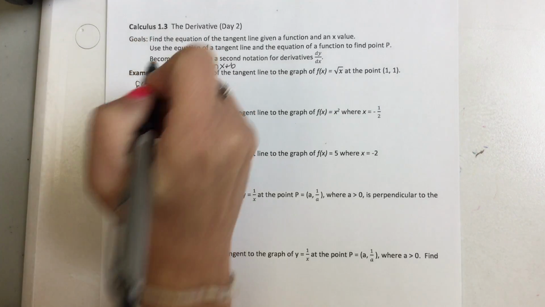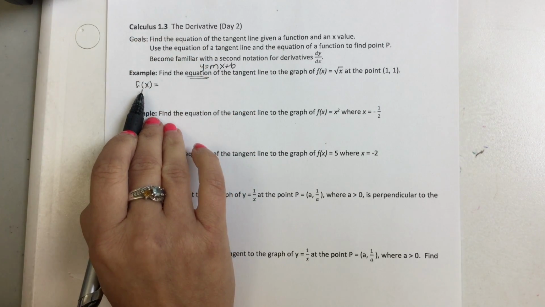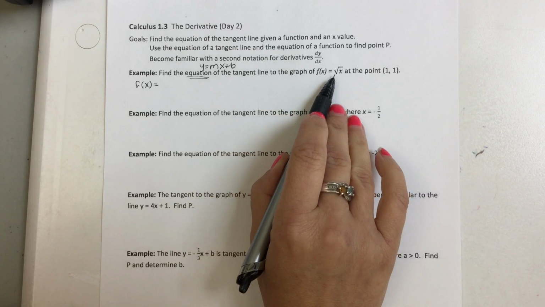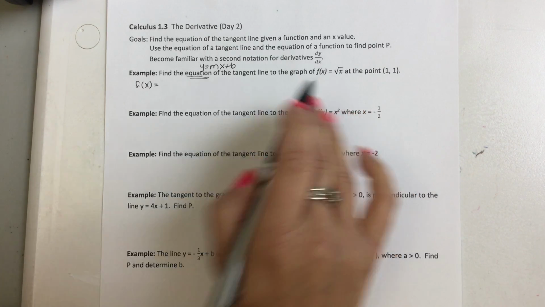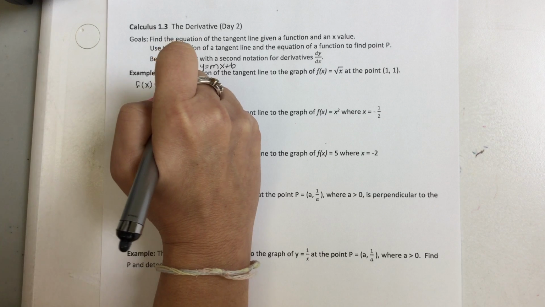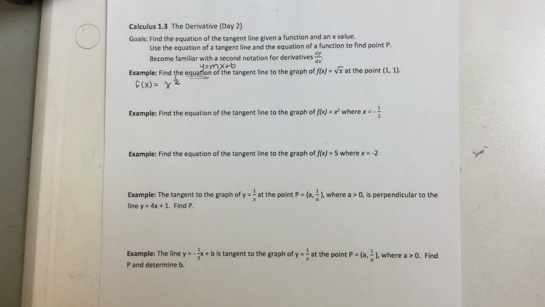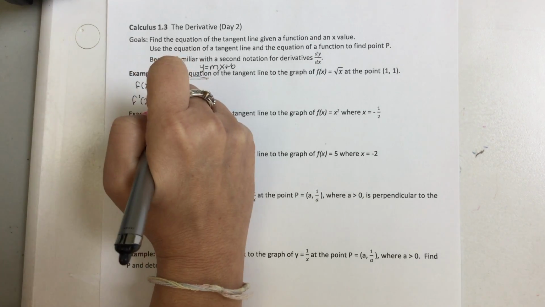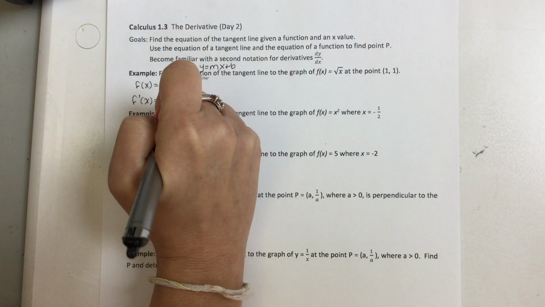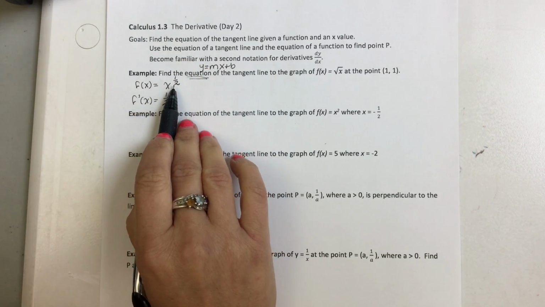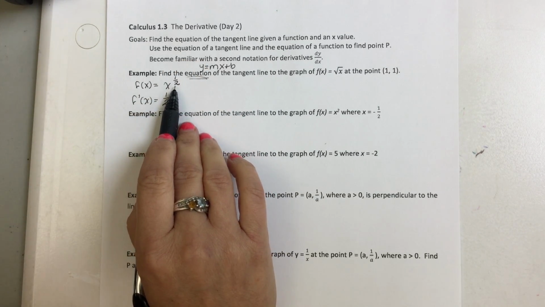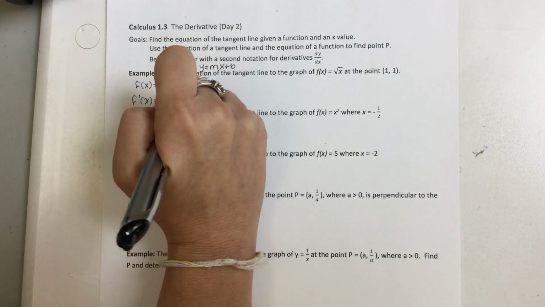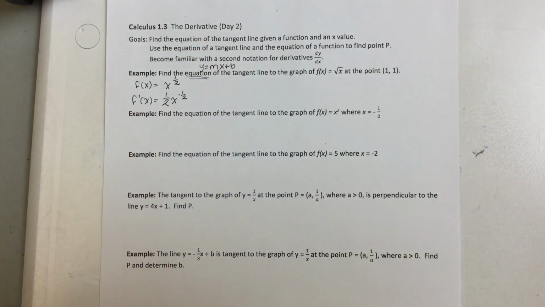My f of x, because what we know right now is we know the power rule, how to find the derivative. So I don't want to leave this as a square root of x. I'm going to go ahead and change it into x to the 1/2 power, because now I can use the derivative rule that we know. To find the derivative, you bring the 1/2 out front, you keep the x the same. Now I take the original exponent minus 1. 1/2 minus 1 is negative 1/2.